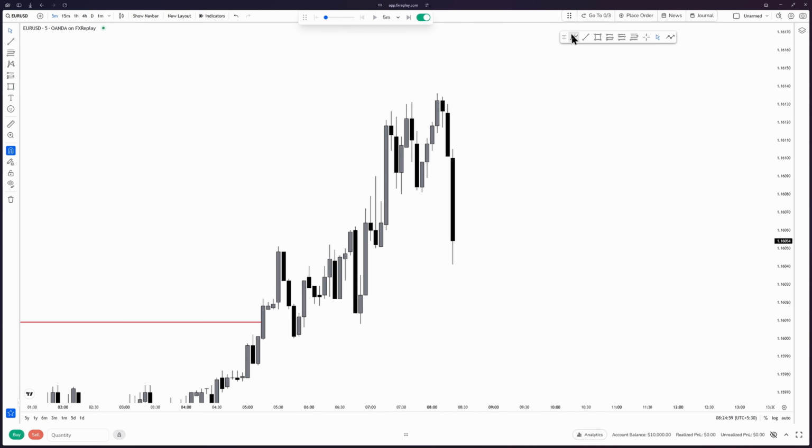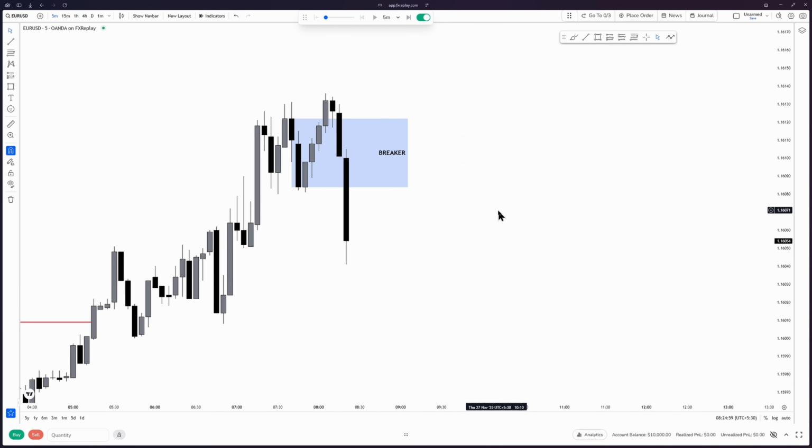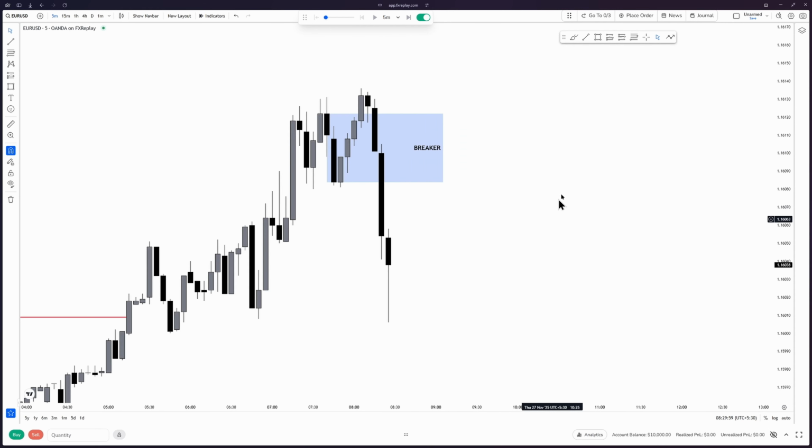Now look closely. We have a high here and a low here. The market breaks below this low, which creates our bearish breaker. Now this breaker is valid, but why? Because we have a strong displacement below this low. Now we also have a fair value gap, which means our model is now validated. So first, let's mark this out.